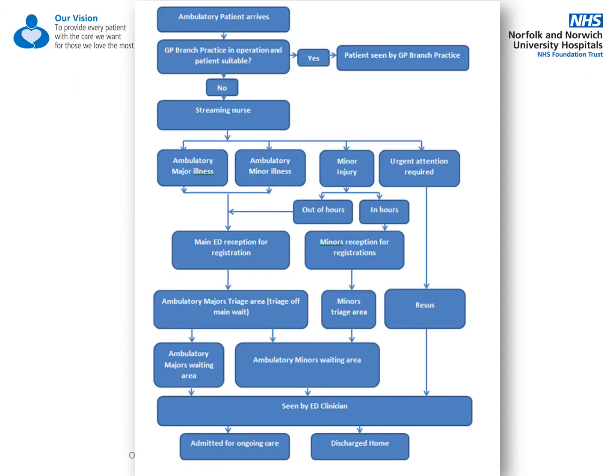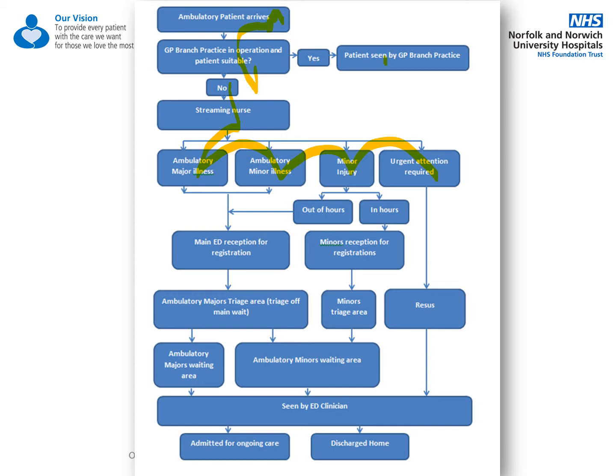So this is a slide to demonstrate those pathways through the department, because I do appreciate I've just told you lots of different areas, and each individual patient might go backwards and forwards and sideways. But basically, your patient arrives. Can they go to GP? Yes, then they get seen by the GP. If no, then that streaming nurse will choose which area to send them to.